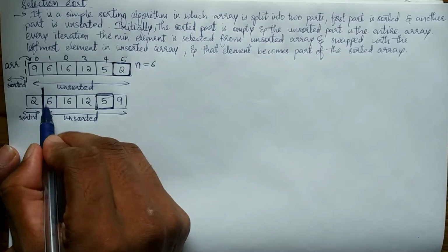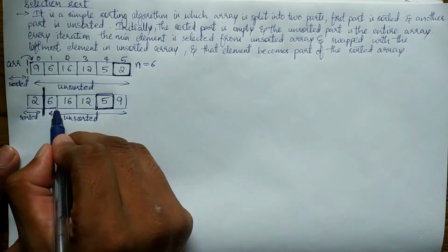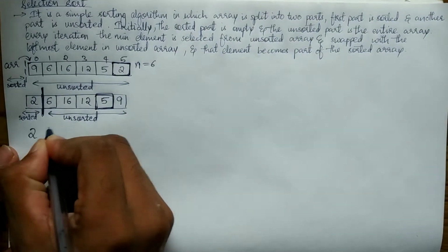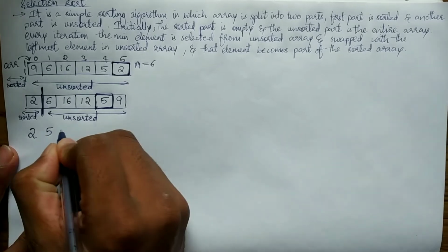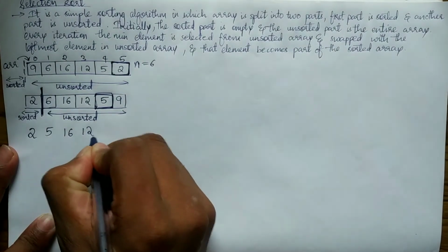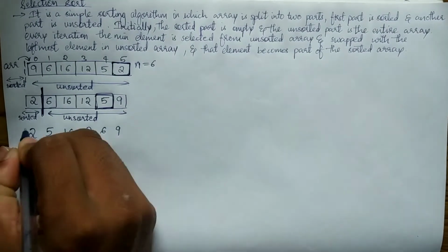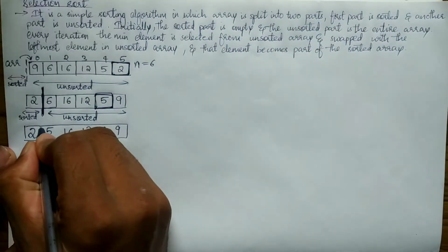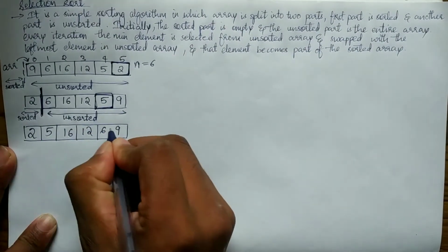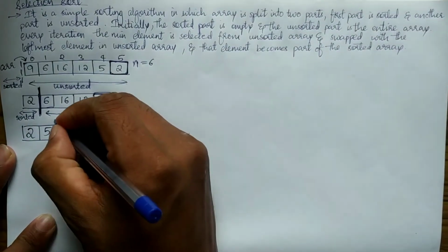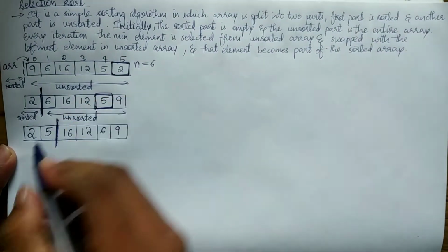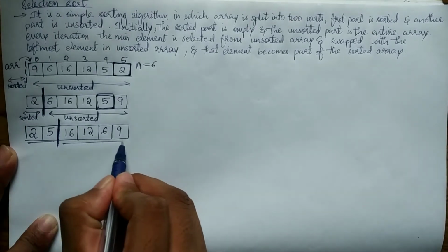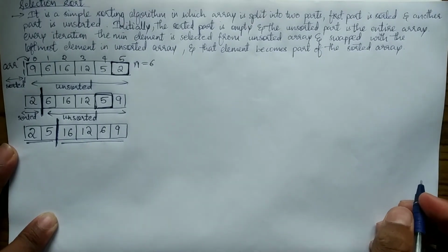So the leftmost element in unsorted array is 6. So we will swap 6 and 5. So this is 2, this is 5, this is 16, 12, 6 and 9. So here again this is our sorted part and this is our unsorted part.